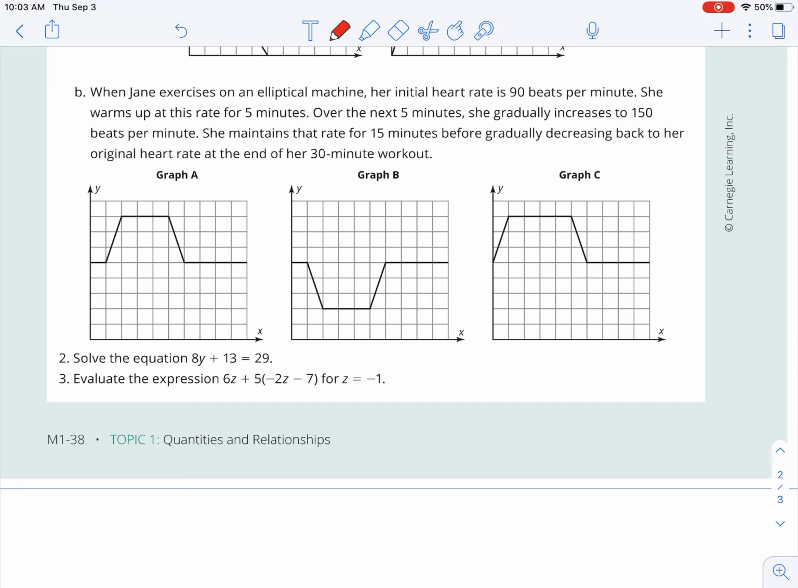Okay, so on letter B, the independent and the dependent, as we read back through there, we're talking about your heart rate, which is beats per minute. So we have time, which is in terms of minutes. And then our dependent is going to be our heart rate. And a rate is something per something, which in this case is beats per minute.